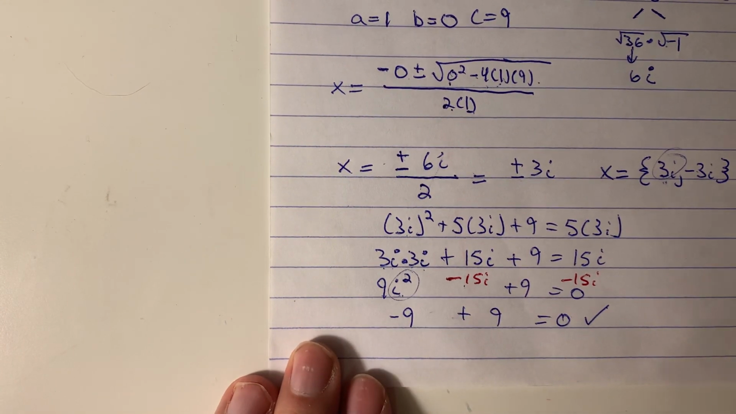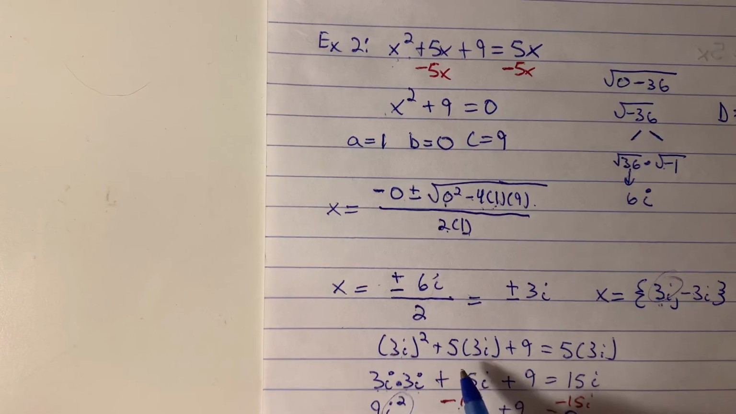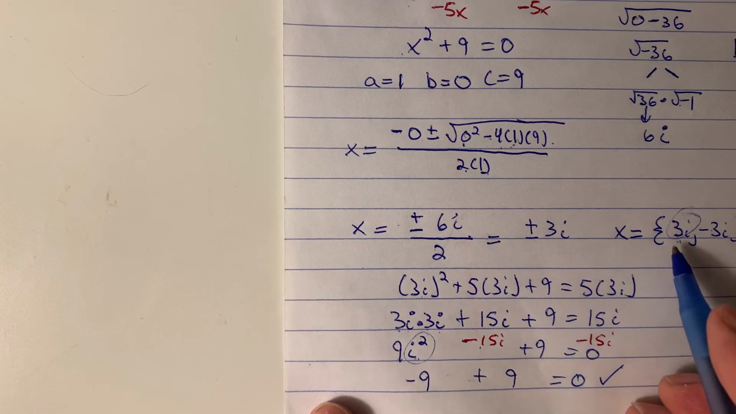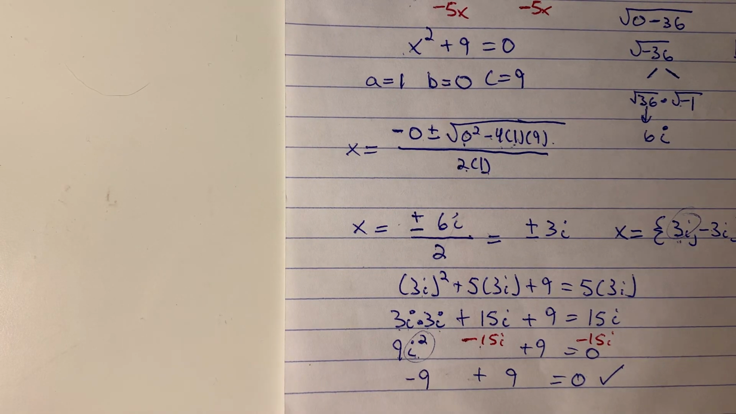So 3i is the number that when you plug it in and simplify, which took some work here, we will get a true equation. All right, hopefully you're feeling good about your quadratic equations with imaginary numbers.